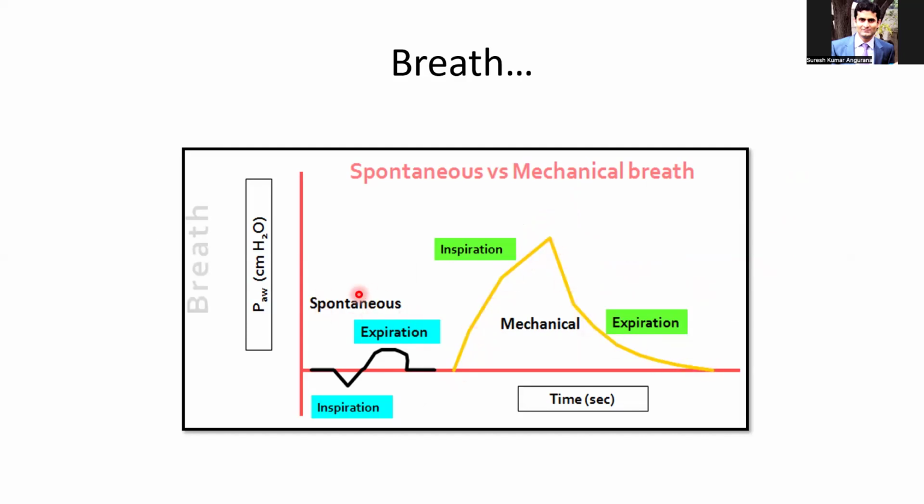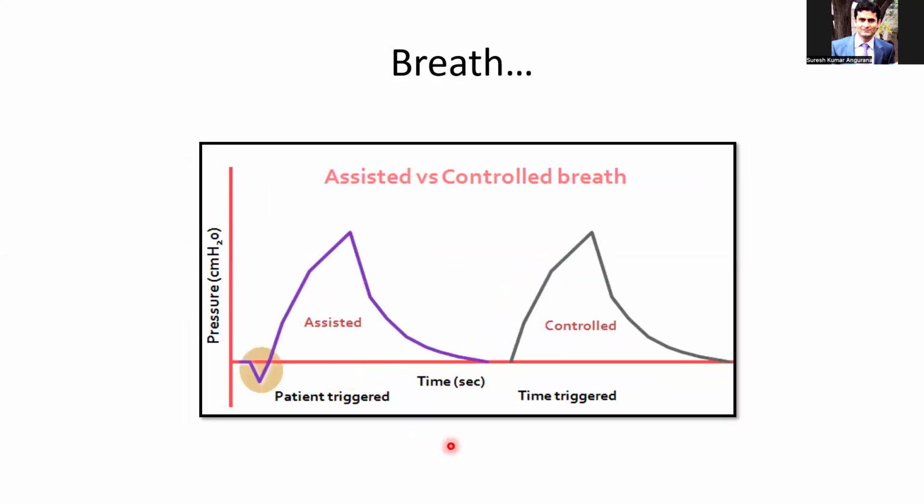But if there are spontaneous breaths, then due to spontaneous efforts, there is negative deflection in pressure. This negative deflection is basically the trigger, and then there is inspiration in the negative direction and expiration in the positive direction. You know that during spontaneous breathing, we create negative intrathoracic pressure, and during expiration, we create positive intrathoracic pressure. So this is purely a spontaneous breath without support from the ventilator.